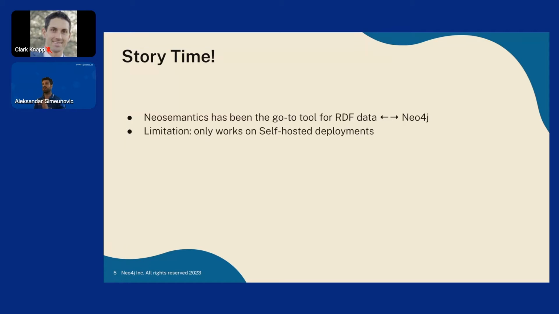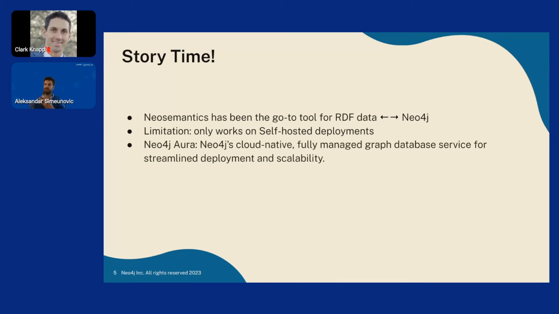So if customers want to ingest RDF data into Neo4j on Aura, and you might ask yourself, what is Aura? Well, Aura is Neo4j's cloud-native, fully managed graph database service. So everyone wants to go cloud first, right? So this is our cloud offering. So as you can see, there is a gap in the ecosystem here. And we believe that this gap is being filled by RDFLib Neo4j. That was the whole purpose and the story behind creating this open source library tool.